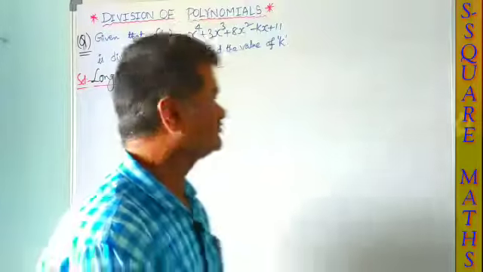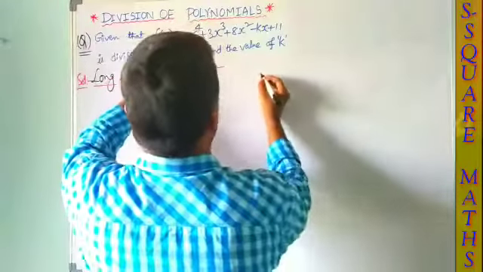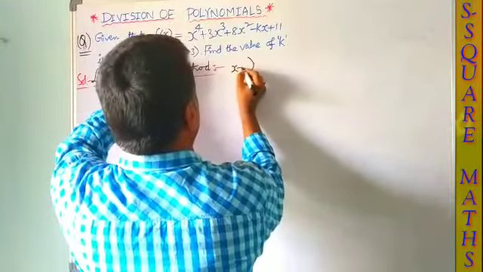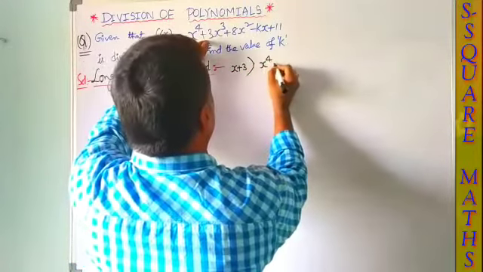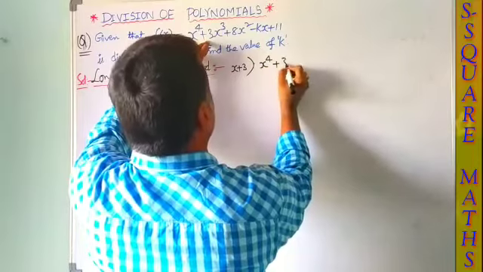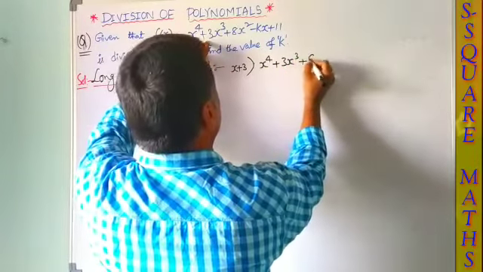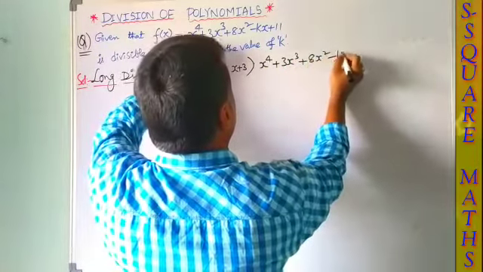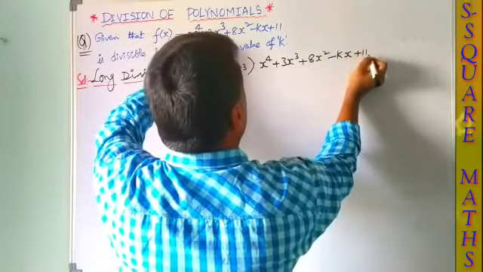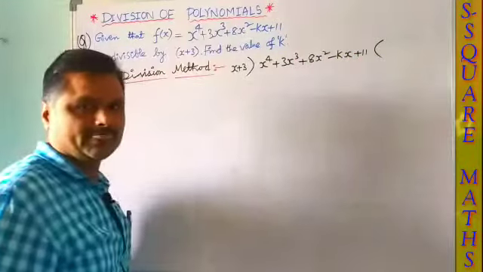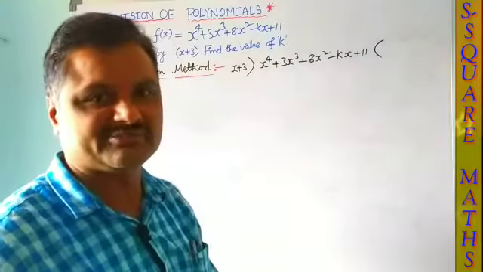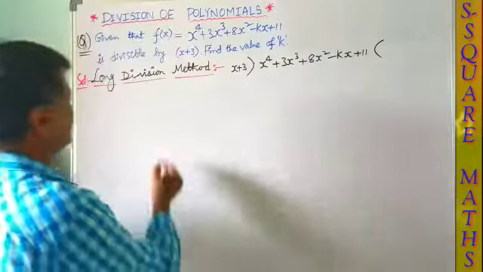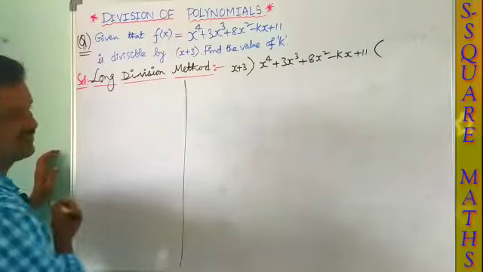Let us start now. So x plus 3 is our divisor and x power 4, it is in our standard form f of x. So x power 4 plus 3x cube plus 8x square minus kx plus 11 is our dividend. So as we learned previously about long division method, let us proceed. So this is a rough work. Here we are going to do our rough work.